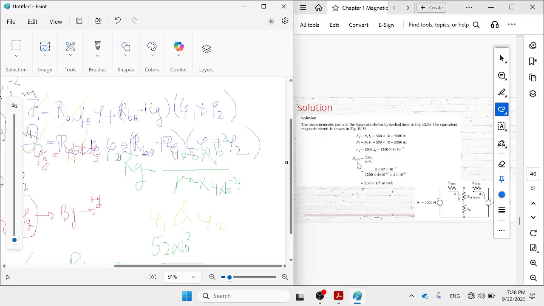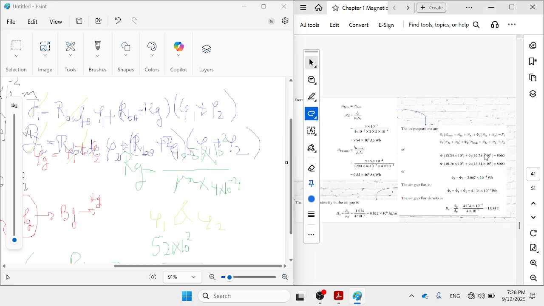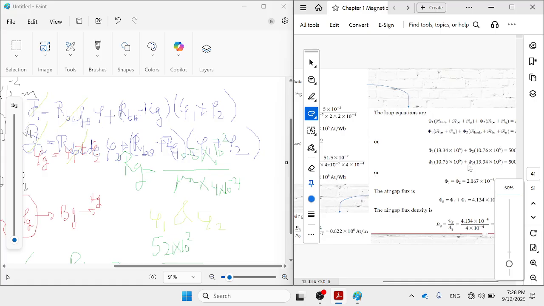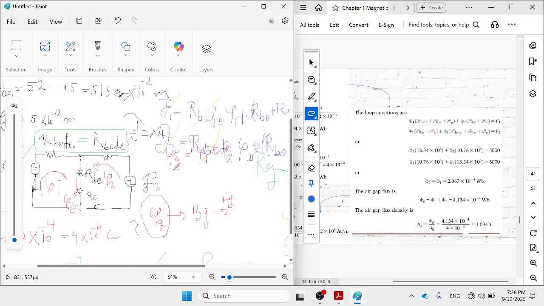Yeah, RBAFE are the same as I mentioned. The reluctance is calculated. Here, let me change the direction of this one. Here you can find phi 1 and phi 2 calculated as I mentioned. So phi 1, of course, is equal to phi 2. The value is given here. When we know phi 1 and phi 2, we can calculate phi g, which is phi 1 plus phi 2. You can see here phi 1 plus phi 2 is phi g, and the value is given.